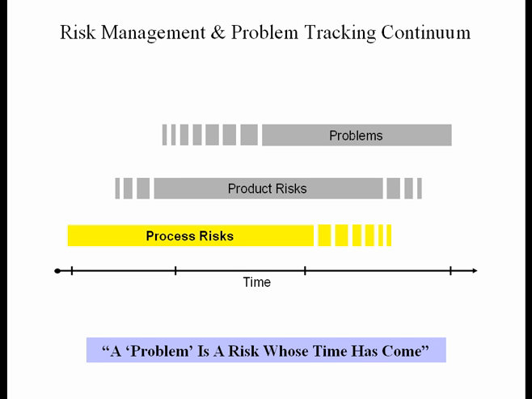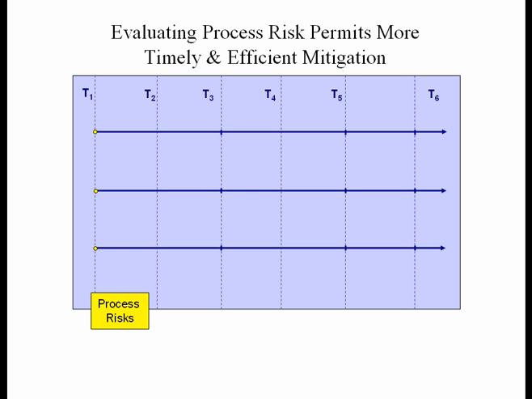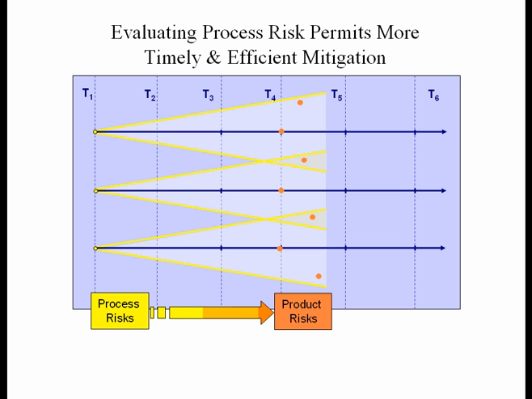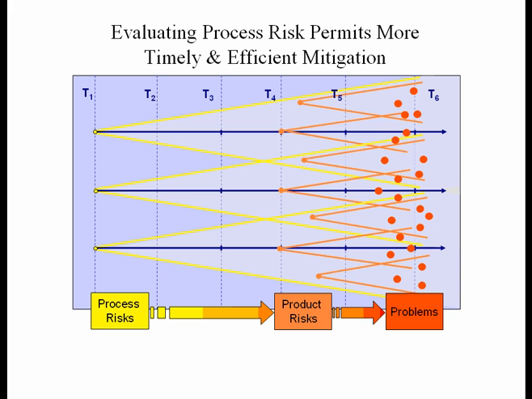Process risks are most significant during the early phases of a program. Product risks are more significant in successive phases, and problems don't surface until later on. Here's another way of looking at the same thing. A failure of a process risk can lead to one or more product risks, and if they fail, they can cause any number of different problems.